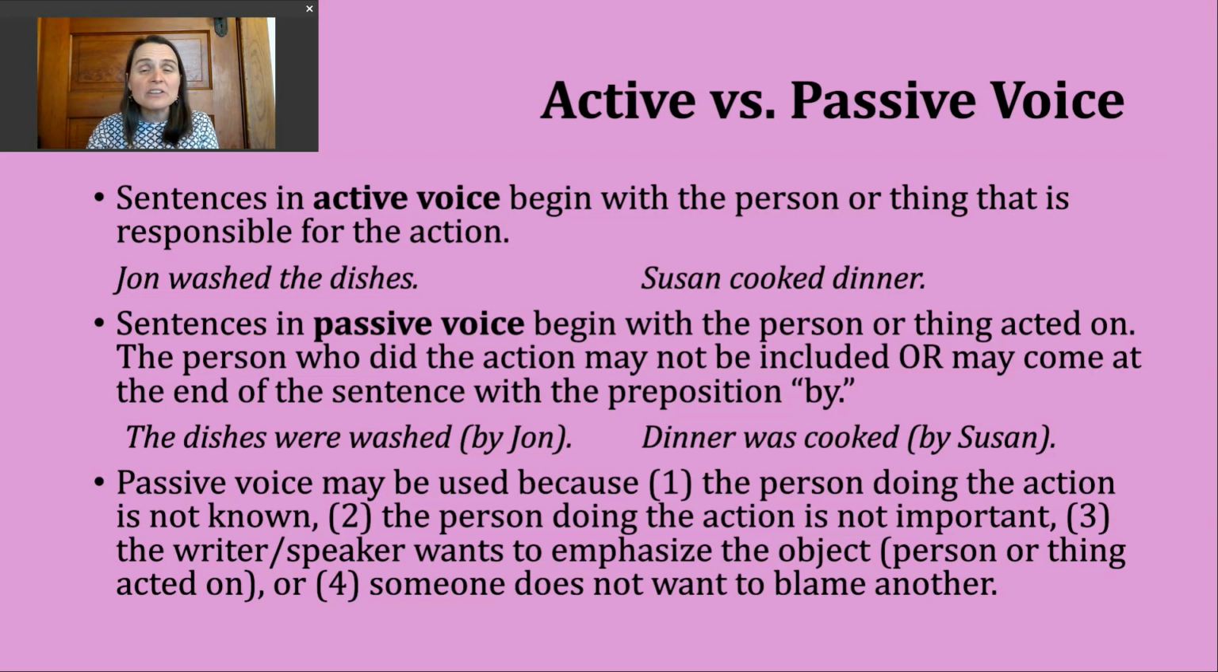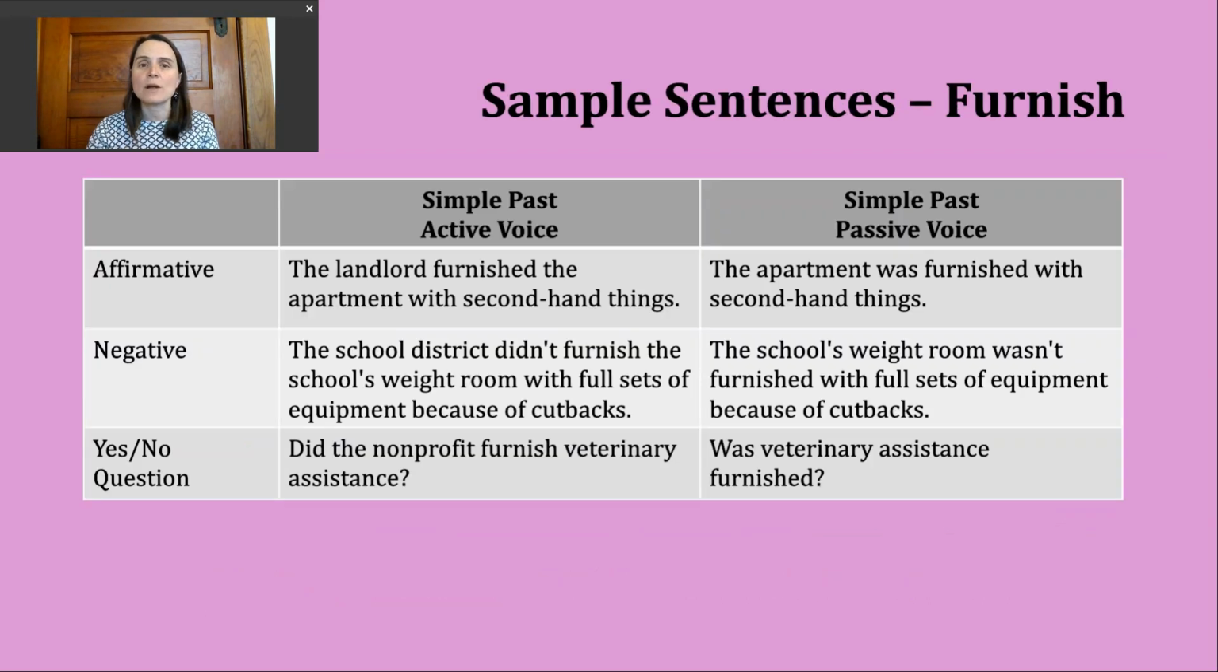So now that we have a little understanding of active and passive voice, let's begin to look at some sentences with our verb of the day, furnish. Today we're going to focus on the simple past tense. And as a review, we use the simple past tense when we're talking about an action that was completed at a known point in the past.